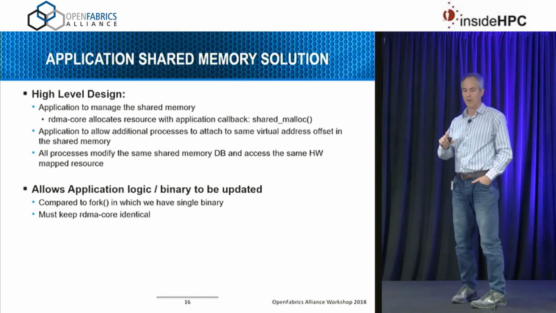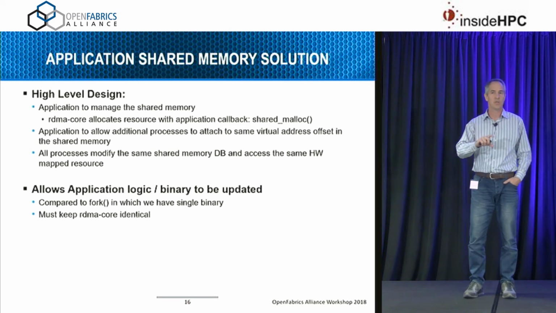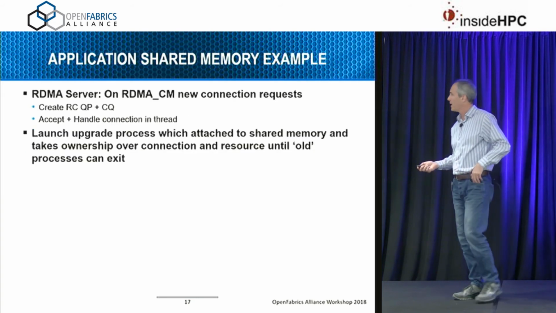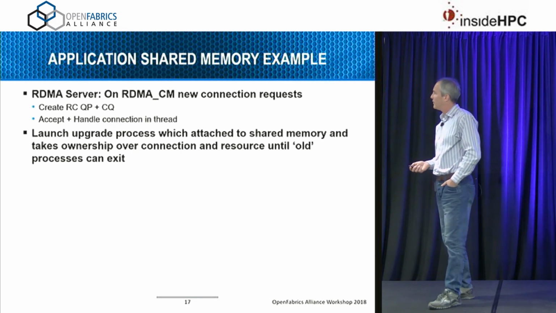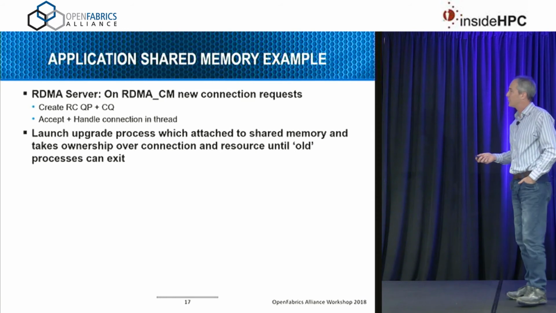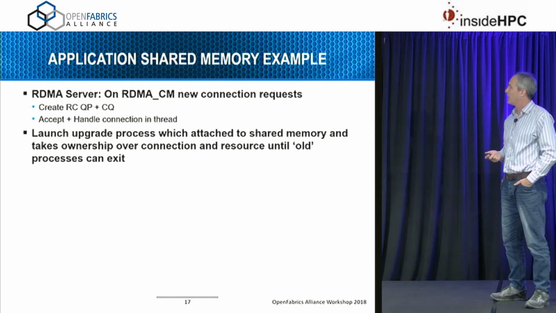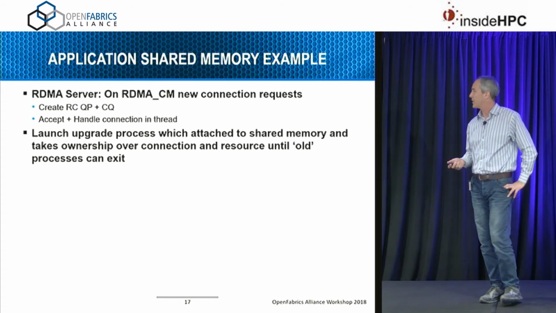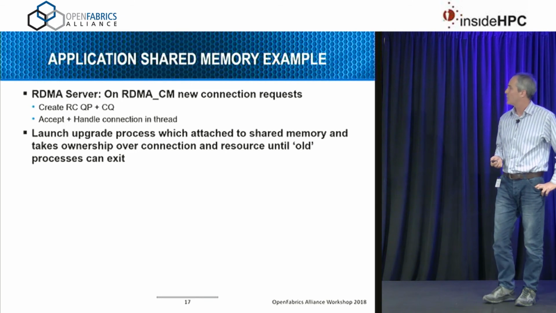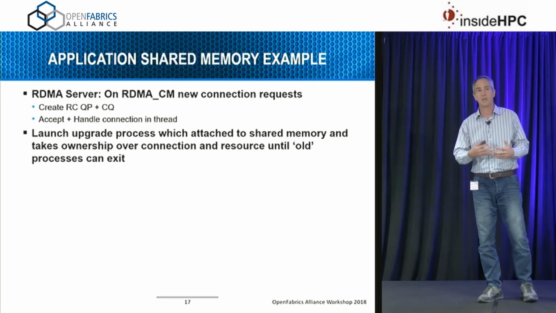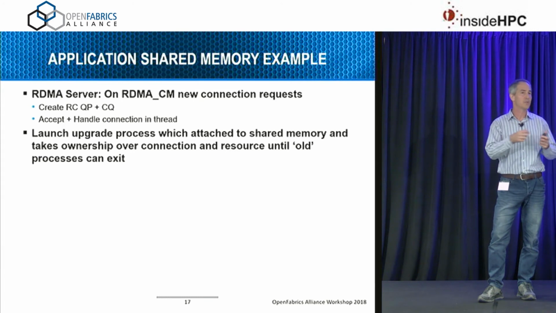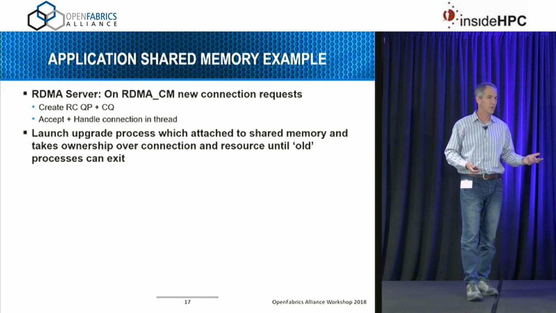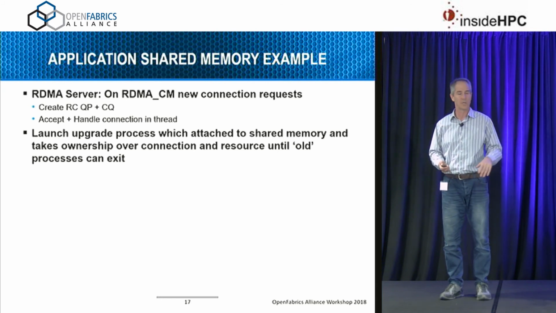We still have to keep the RDMA core in the same version. If we change this and something changes in the data structure, obviously this will break. So a very similar example to the fork: on every new connection coming in from the RDMA CM, we create more resources, QP-CQs, we accept the connection, we launch or upgrade processes which will attach to the shared memory, and again, inter-process communication has to tell the secondary process, please use these resources that I created on the shared memory area, and that's what you're supposed to do, don't touch this.